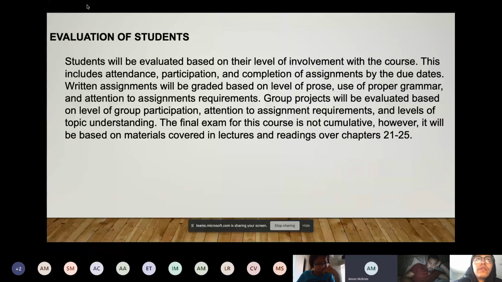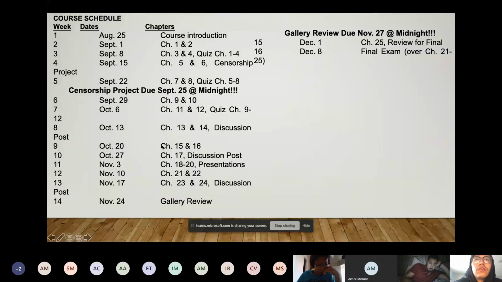And the final exam for this course is not cumulative. However, it will be based on materials covered in the lectures and readings over chapters 21 through 25. And I just remembered that your class has a different assignment, so let me go back for a little bit. Your class also has a little presentation on November the 3rd that I forgot to mention. It's an individual presentation, and you're just going to pick a picture that you like out of these chapters and make a short presentation about it. That's it. And I'm pretty sure the directions for this one are up already too. Sorry, I had to backtrack. I forgot your class has one extra assignment.